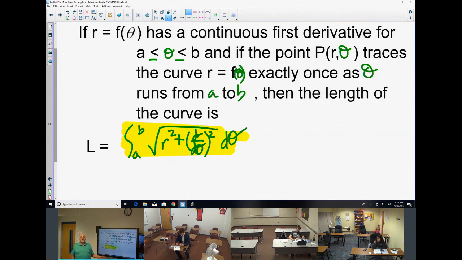And that's actually how it worked in function notation. It was f of x, or y, plus y prime squared. So it's the same idea: the square root of the function plus its derivative squared.